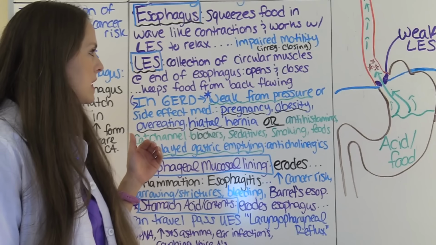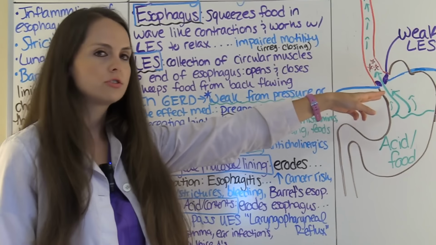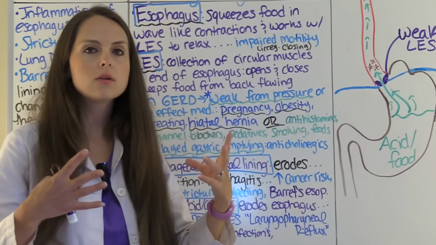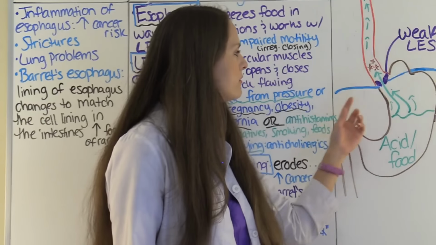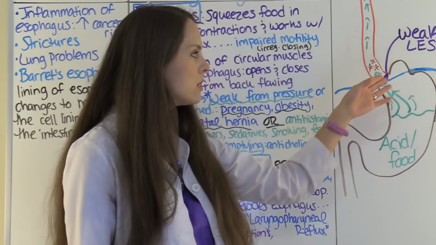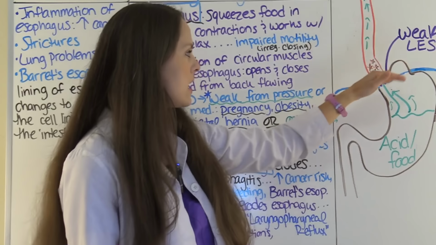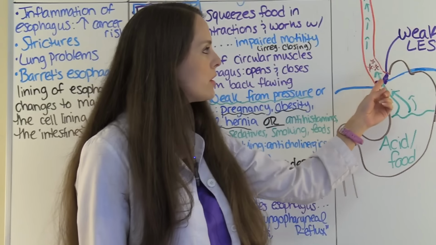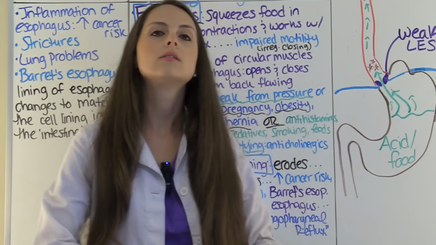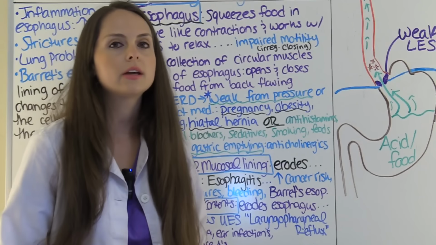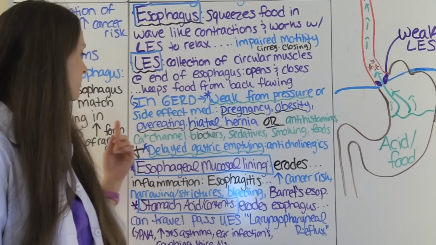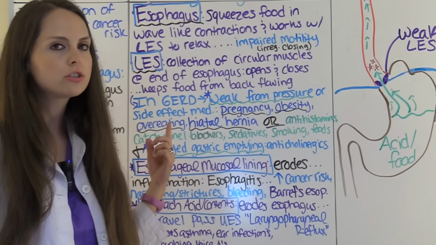So let's talk about some things that can cause increased pressure on the LES. Pregnancy. As that baby grows, it pushes up on the diaphragm, and the diaphragm is very close to your stomach and your esophagus. It puts pressure on there, which in turn will put pressure on the LES, cause it to not close properly, and you get acid reflux. Obesity, same principle. Overeating, eating too much food.